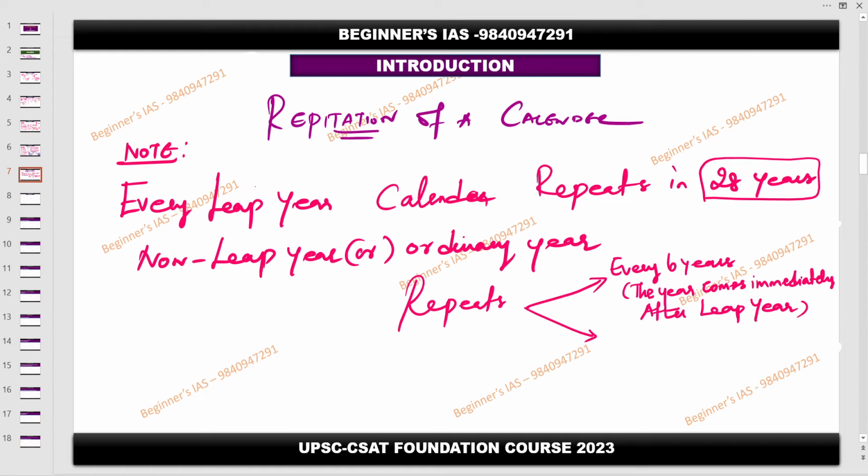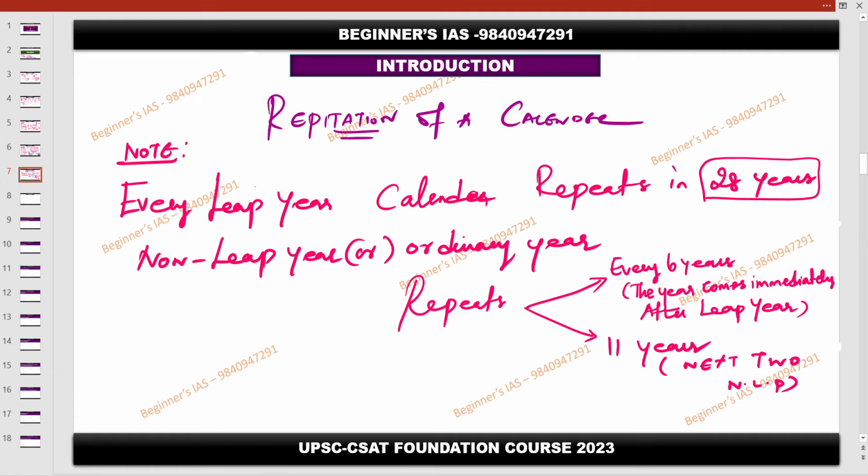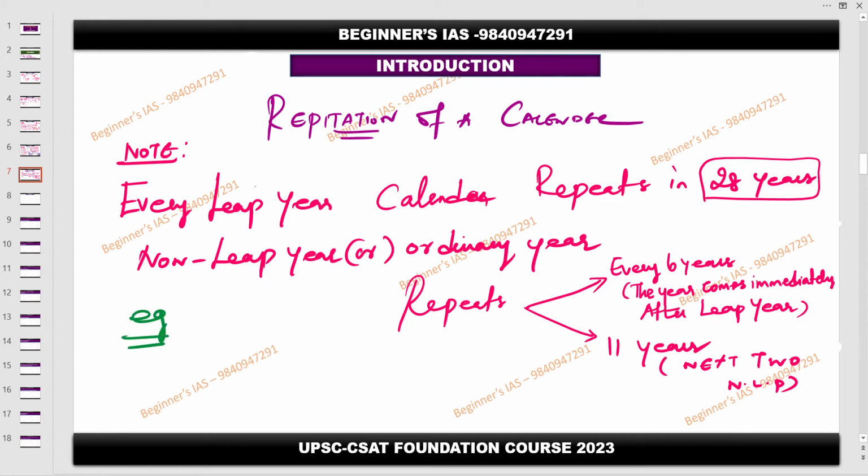Now, every non-leap year, ordinary year, repeats in 11 years, that is, the next non-leap year. So now, shall I give you an example for a better understanding? Yes, sir. I will give you an example. Listen carefully. This example is very important. Now tell me, 2020, whether it's a leap year or not.